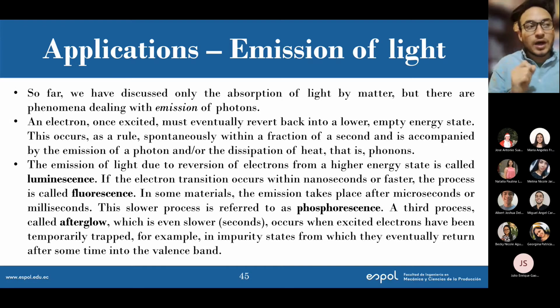And so depending on how quick that reversion happens, you can have a phenomenon called luminescence. If that transition back to a lower energy state happens in nanoseconds, that is fluorescence. If it takes microseconds or milliseconds, you have phosphorescence. Or if it takes more time, actually seconds, because electrons are trapped in some impurities and things like that, that is called afterglow. But all of these are basically luminescence phenomena. It just depends on how quick they happen.